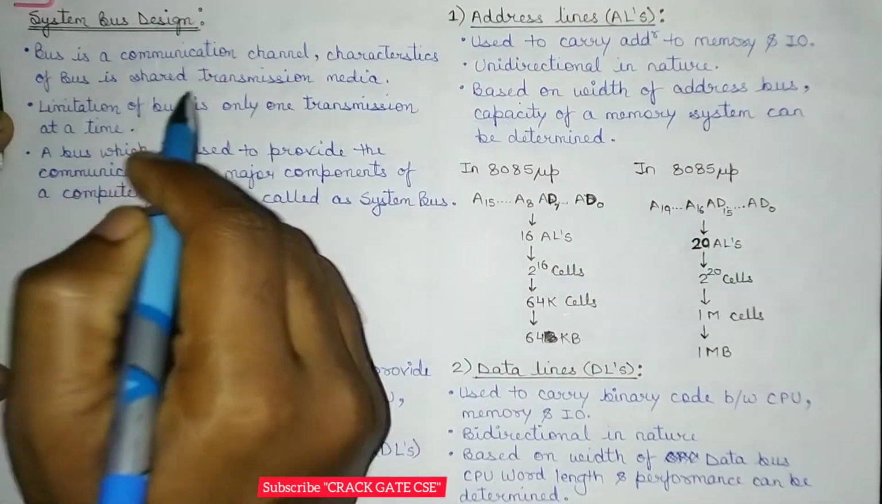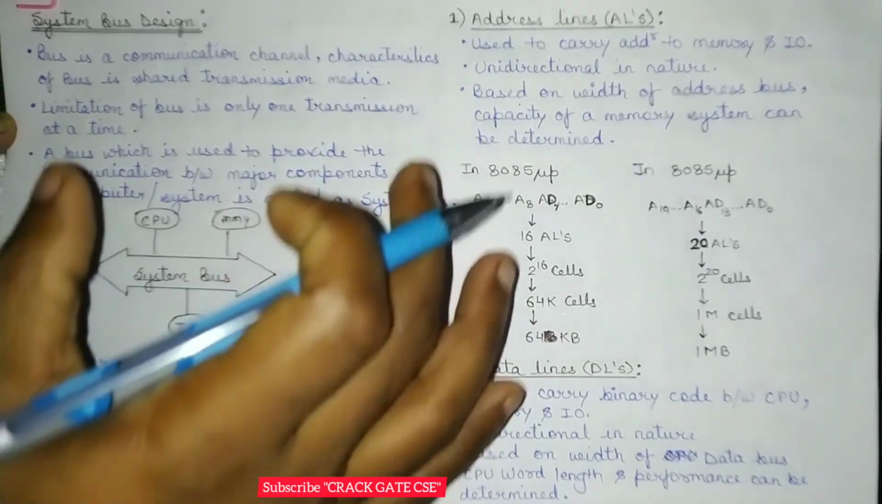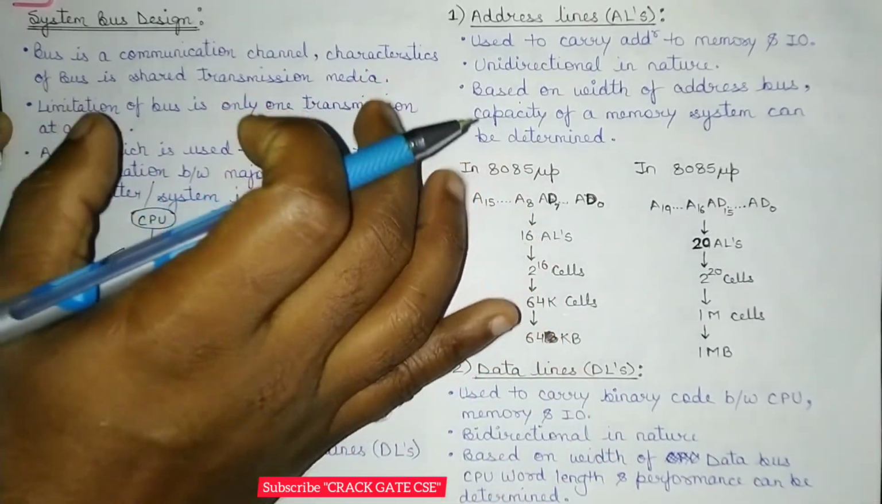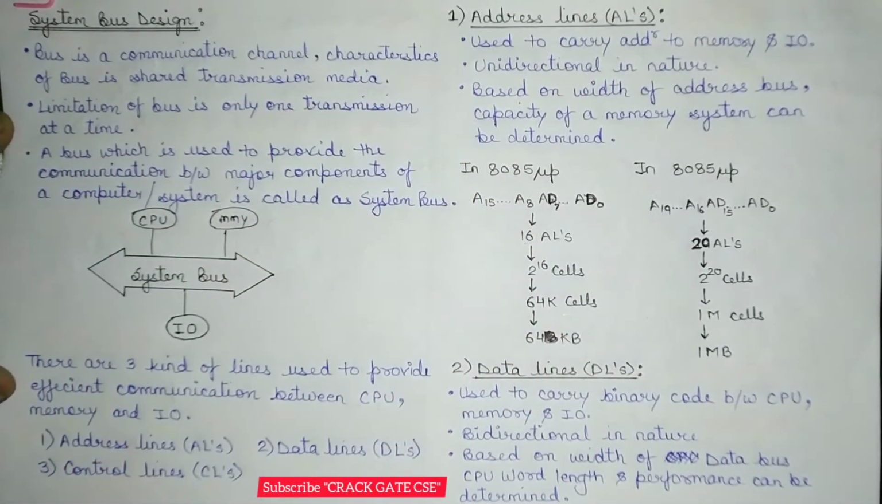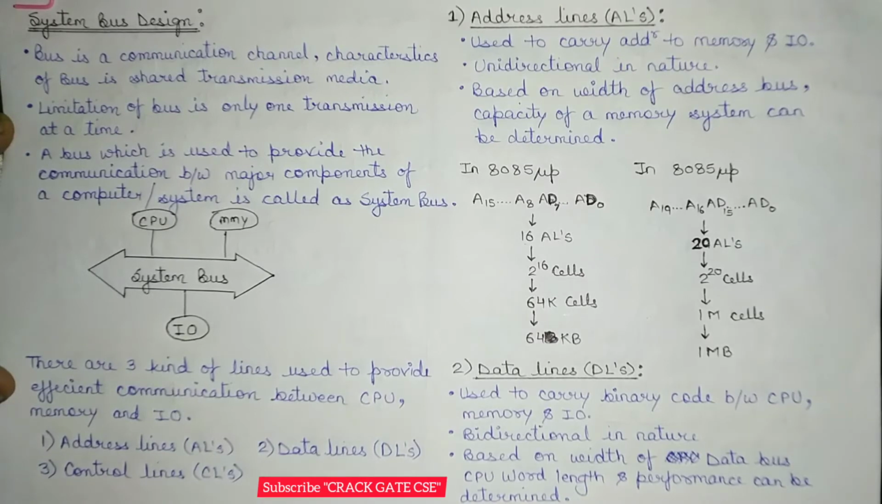The characteristic of a bus is that it is a shared transmission media. Why are we saying that the characteristic is shared transmission media? Because these buses will be shared among the different components of a computer. A particular bus will be connected to the CPU as well as memory and the IO as well. So a single bus is shared among the different components. That's why we say that the bus is a shared transmission media, right?